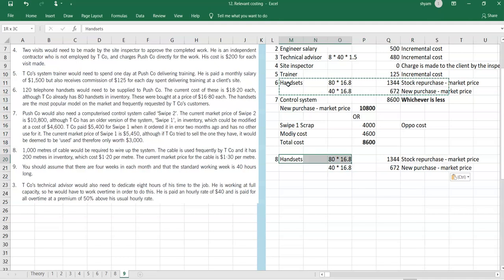It is very similar to this. Okay, so it is cable which is already in stock is 200, which has a current purchase price of 1.3, and the balance is 800 meters which we have to purchase. So put together, this is the value that will come.